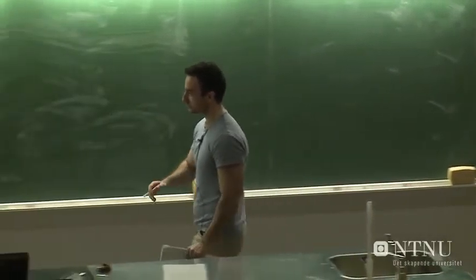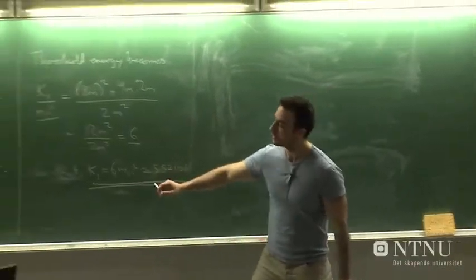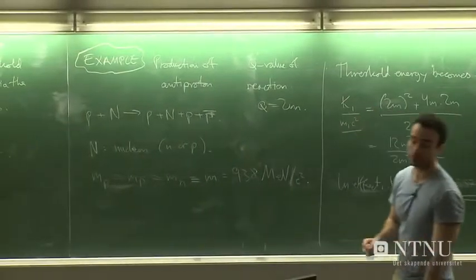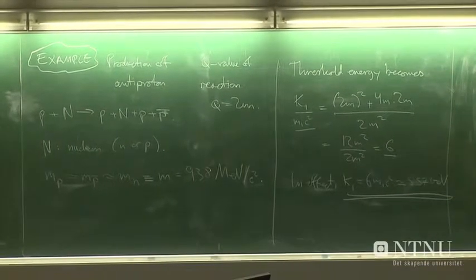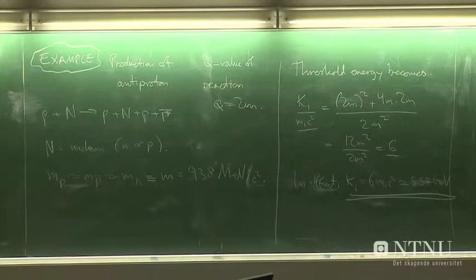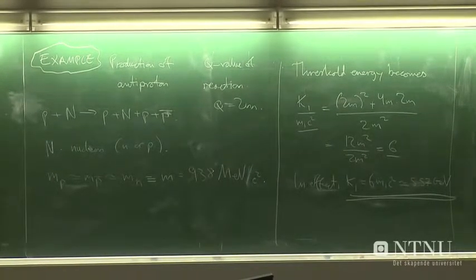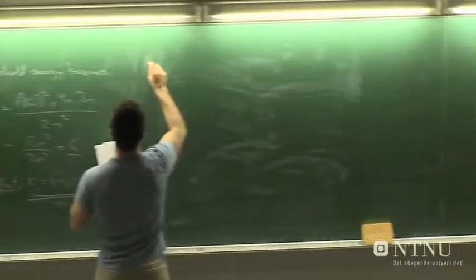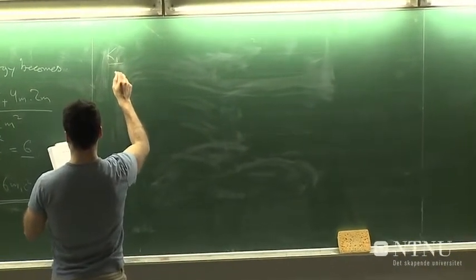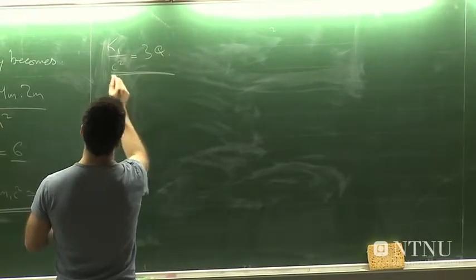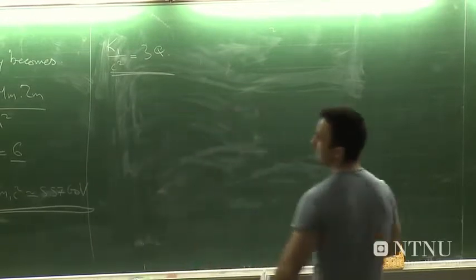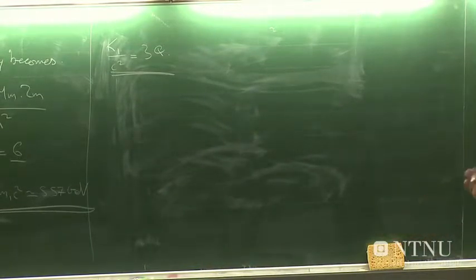So we have derived the following result for this particular reaction. The threshold energy ratio to its rest mass was 6. So in other words, we can also write this in terms of the Q value, like this. Okay, so that's one scenario. Let's now consider exactly the same reaction, but with a minor twist.